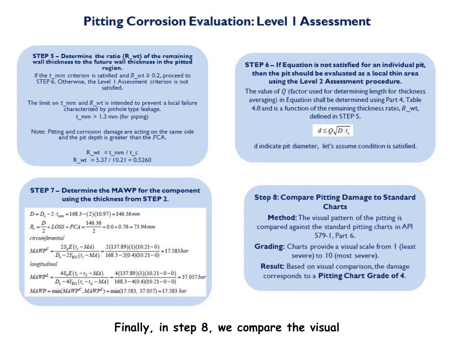Finally, in Step 8, we compare the visual pattern of the pitting damage to the standard charts found in API 579-1, Part 6. These charts provide a severity scale from 1, indicating minimal damage, to 10, which is the most severe. Based on our visual assessment, this particular damage corresponds to a pitting chart grade of 4, indicating moderate severity. This systematic approach helps us evaluate the integrity of the component and decide on necessary actions to ensure safety and reliability.